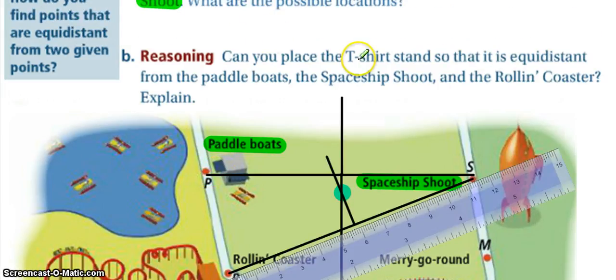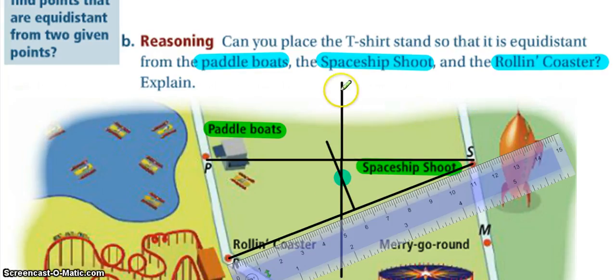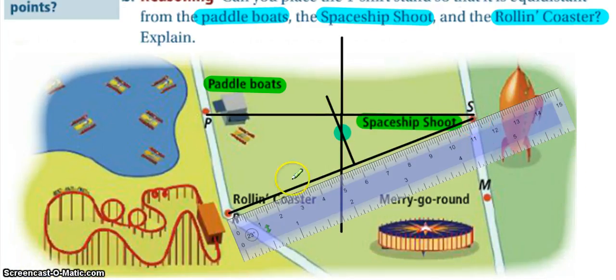So B is asking, can we place the t-shirt stand so it's equidistant from the paddle boats, the spaceship chute, and the rolling coaster? So we already know that if it's on this perpendicular bisector that we drew, it will be equidistant from the paddle boats and the spaceship chute. Now if I want it to be equidistant from the spaceship chute and the roller coaster, then I need to again connect those two things, find the midpoint, which again I measured and cut in half to find the midpoint, and then I drew this line perpendicular to that connecting line from RS.